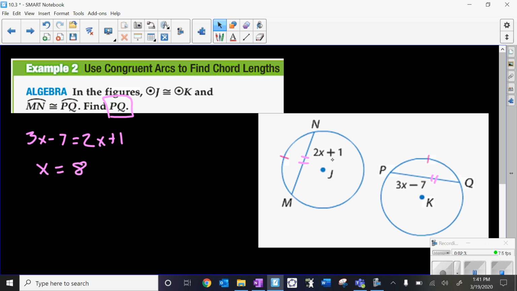So you can plug it into either one. They're both equal. I'm actually going to plug it into the 2x plus 1. So 2 times 8 plus 1, that is going to get me a length of 17. And that's all there is to it for example 2.